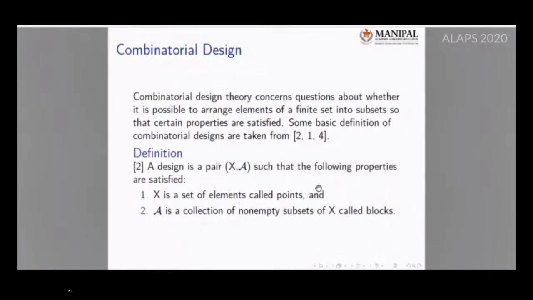I would like to brief about combinatorial design. Combinatorial design theory concerns the question of whether it is possible to arrange elements of a finite set into subsets so that certain properties are satisfied. In particular, the definition says a design is a pair (X, A) such that the following properties are satisfied. First, X is a set of elements called points and A is a collection of non-empty subsets of X called blocks.